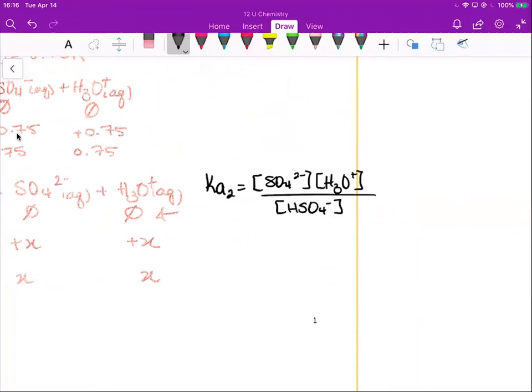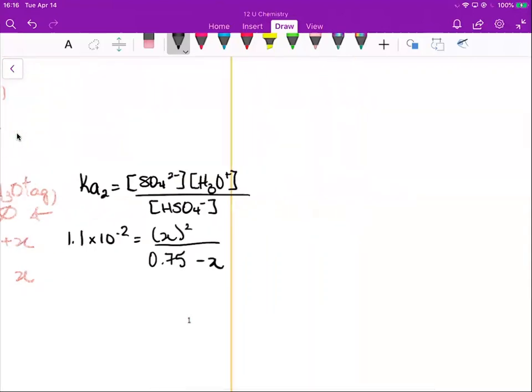The question told us that it's 1.1 times 10 to the minus 2 for the Ka2 value. And we know that this is x times x, so x squared, over 0.75 minus x. Okay, let's do the 100 rule over here. 0.75 divided by 1.1 times 10 to the minus 2. I think we are above 500.